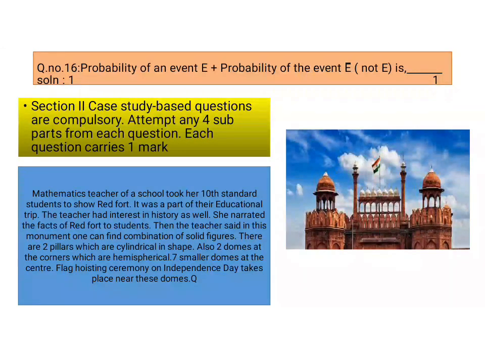Question number 16. Probability of an event E plus probability of the event E not is equal to, answer is 1.